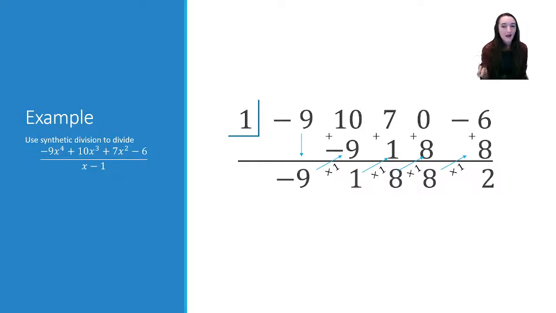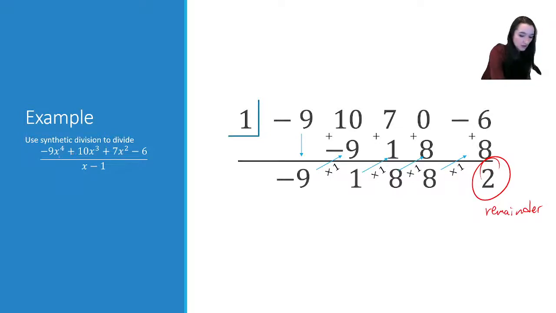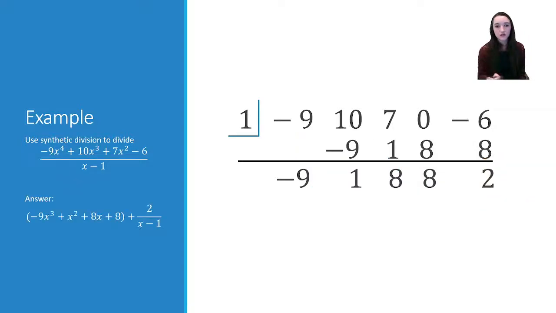And so our actual final answer will give us 2 as our remainder, and then we look back at what our dividend was. We notice it was an x to the fourth, so I'm going to start with x cubed, x squared, x, and just the constant, and we stick some pluses between them to clean it up. And so our final answer is going to look like the following. We have negative 9x cubed plus x squared plus 8x plus 8 plus our remainder of 2 over x minus 1 if we wanted to write it that way, or we could write it in our division algorithm form if we wanted.